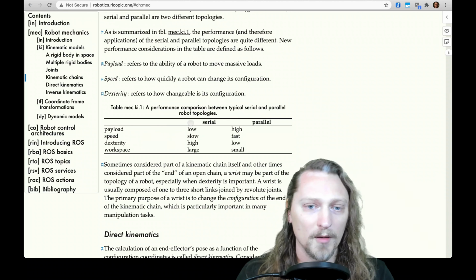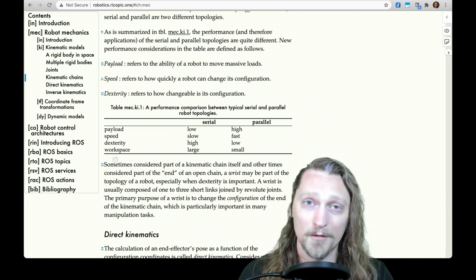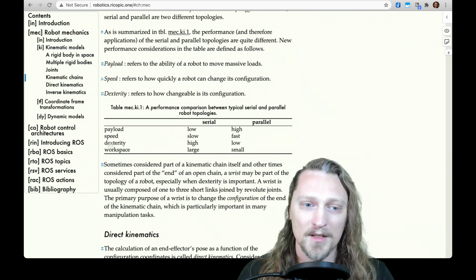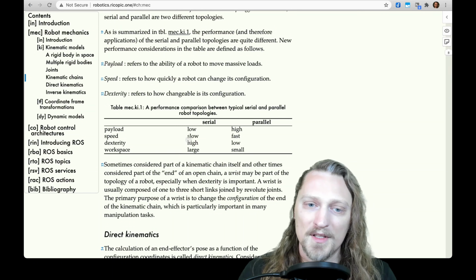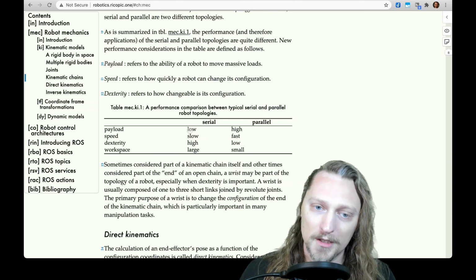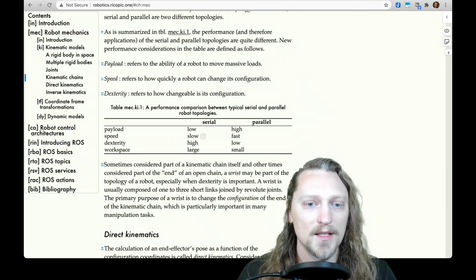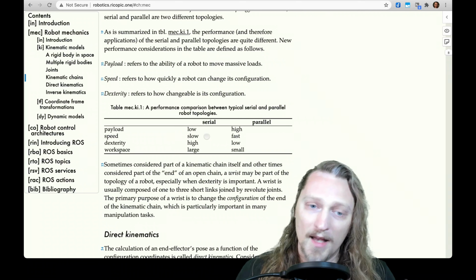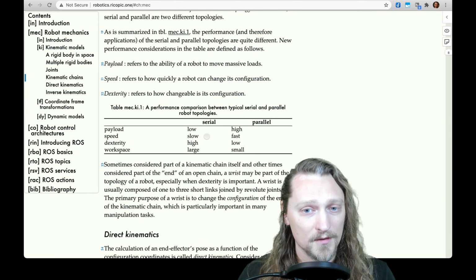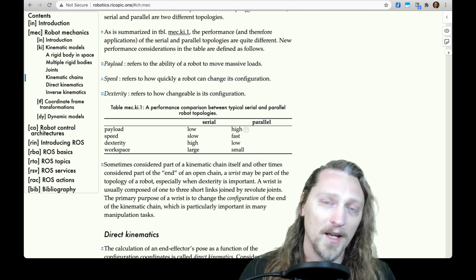Here's the table. We compare serial and parallel topologies in the table along four different performance categories: payload, speed, dexterity, and workspace. So we see that a serial topology robot has relatively low payload, so it can't bear as much weight. It is relatively slow. It has high dexterity, and it has a relatively large workspace, whereas a parallel robot would have a high payload.